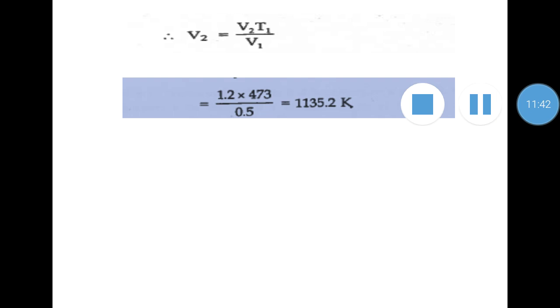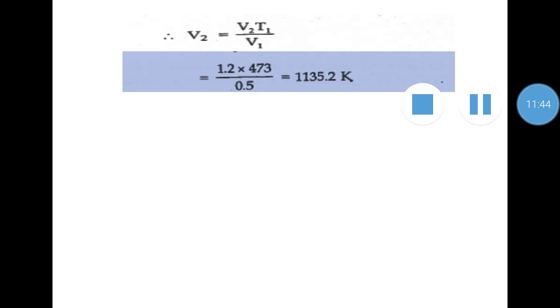After solving this for T2, the expression becomes, there is a printing mistake here, T2 is equal to V2 T1 divided by V1. So if you fill in all the values, 1.2 into 473.5 is equal to 1135.2 Kelvin.